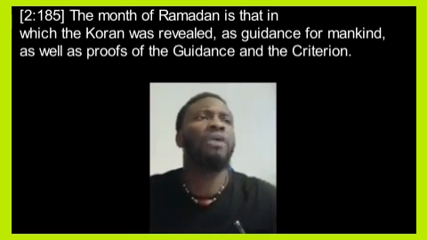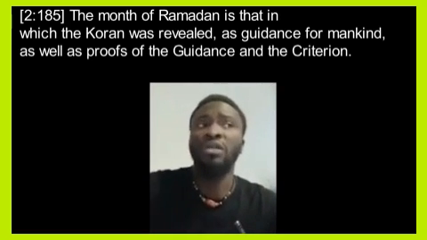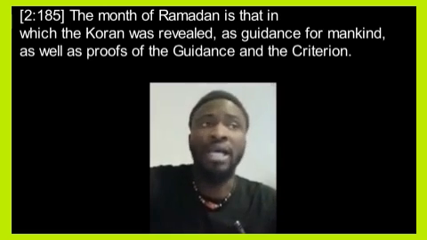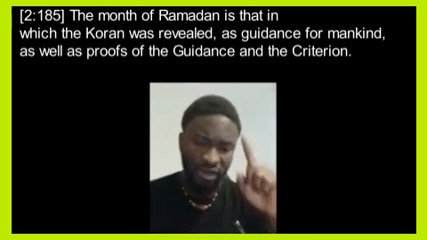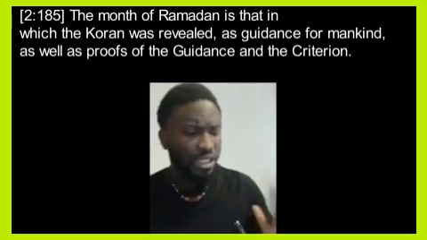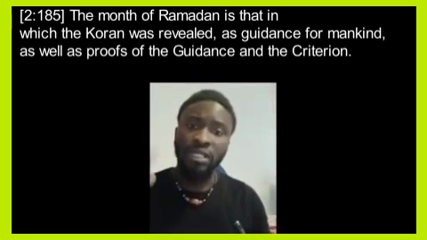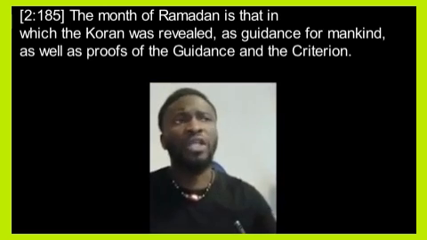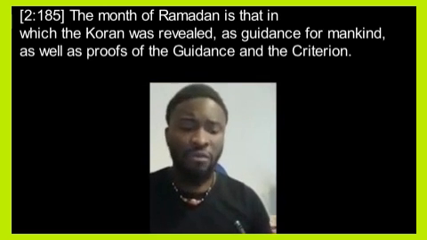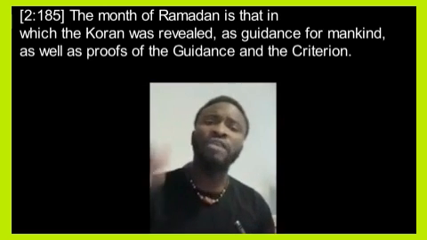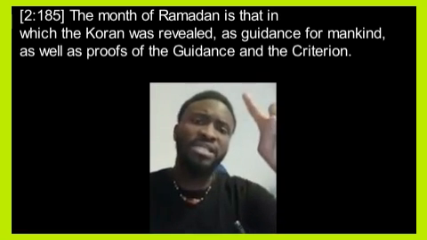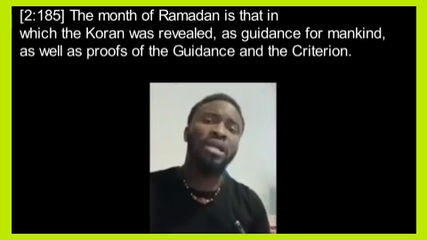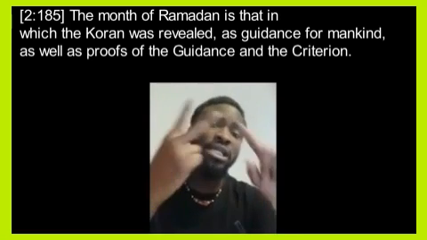Good. So now, the month of Ramadan is that in which the Quran was revealed as guidance for mankind, as well as proofs of the guidance, and the what? Al-Furqan. Now, this is the important part. This is purposely why the Quran was revealed in the month of Ramadan, to help you as a guidance for mankind, and then to give you proofs of the what? Huda.